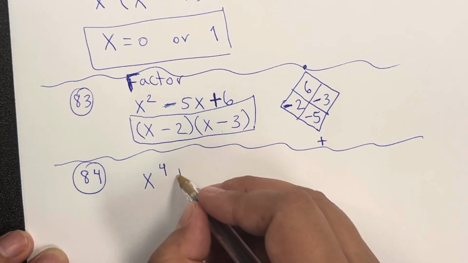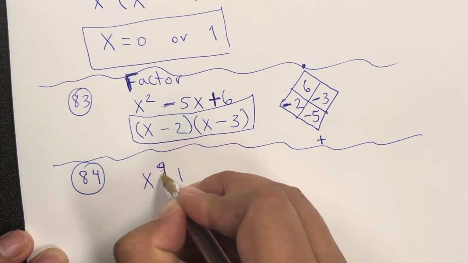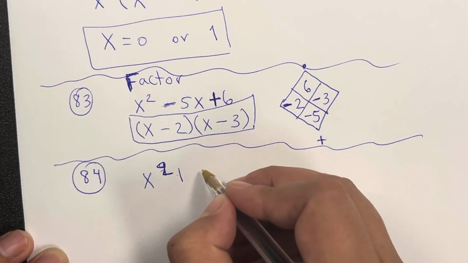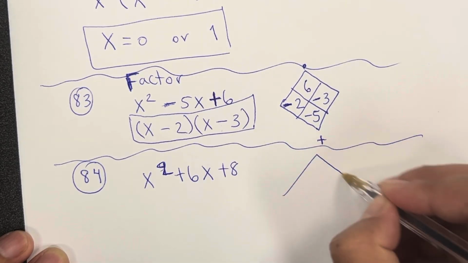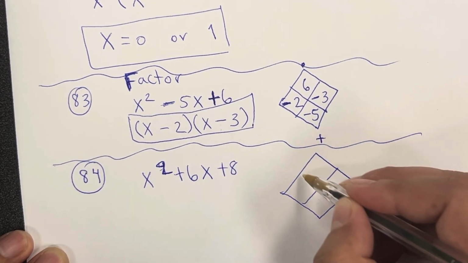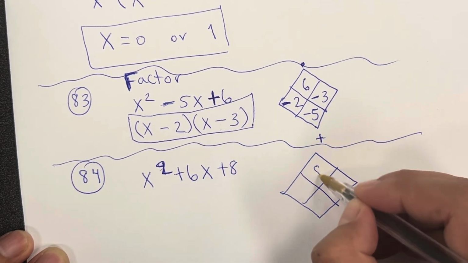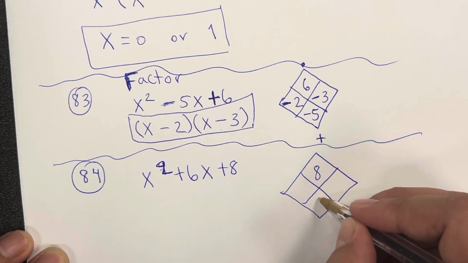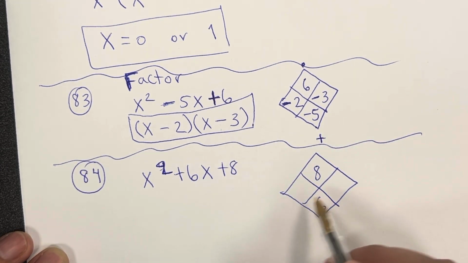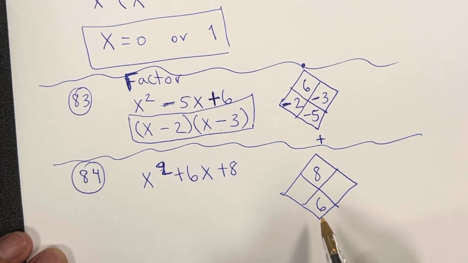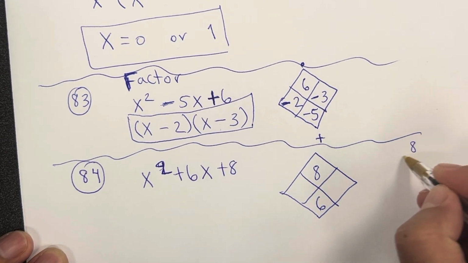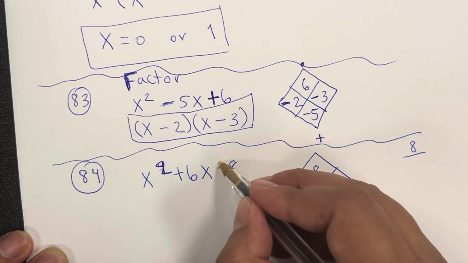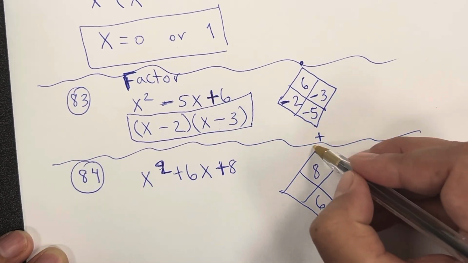Okay, the next one, x squared plus 6x plus 8. In here, the last number is 8. The middle coefficient is 6. Two numbers that multiply equals 8, but added equals 6. Well, if you're not sure what you can do, remember that because it's plus, you're going to add them.